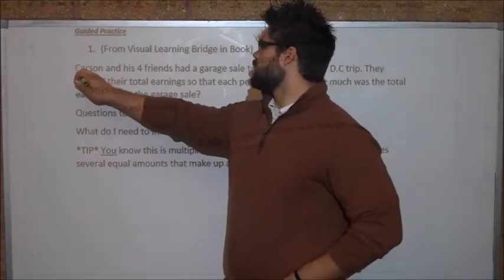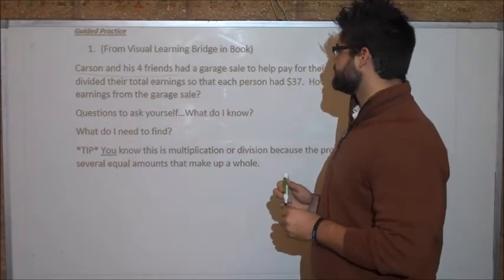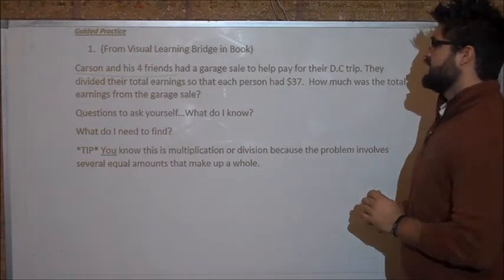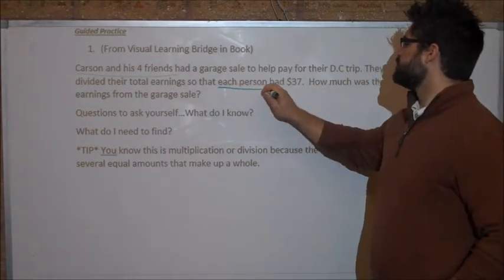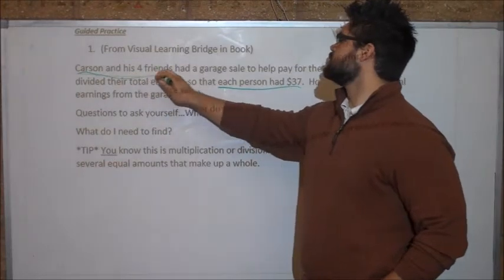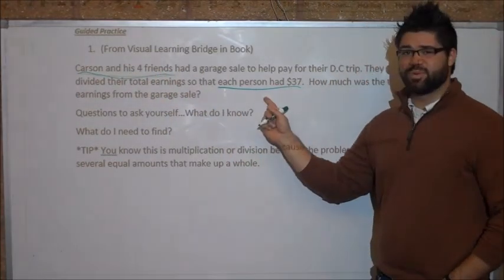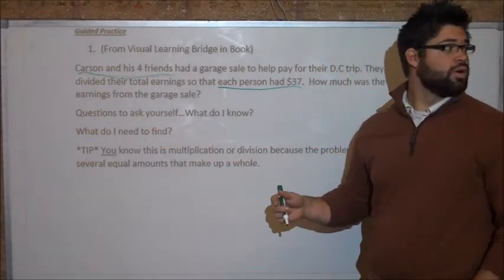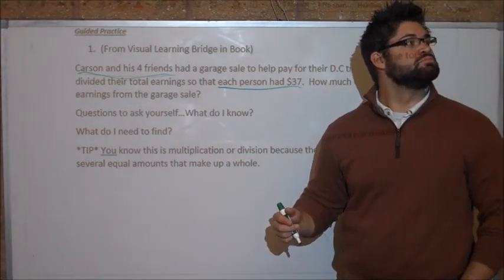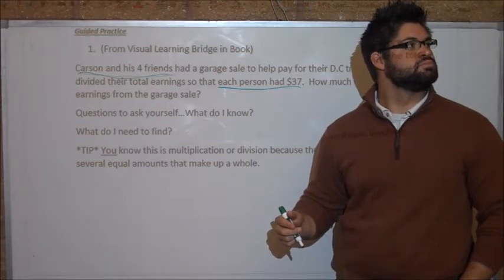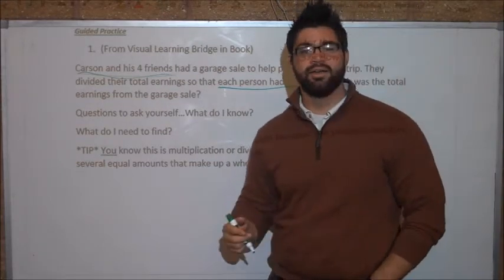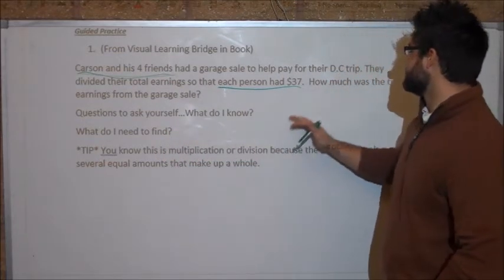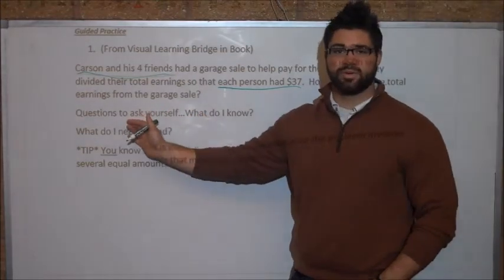So again, we're going to underline the important information. We know that there's Carson and his 4 friends, and what they're doing is having a garage sale. Another important thing is that each person had $37. So there's Carson and his 4 friends, and each person's ending up with $37. What is it asking you to find? How much was the total earnings from the garage sale?